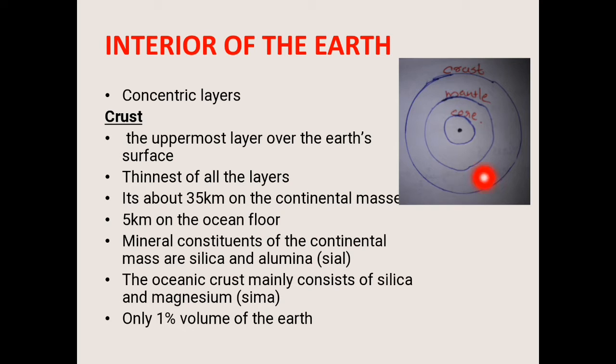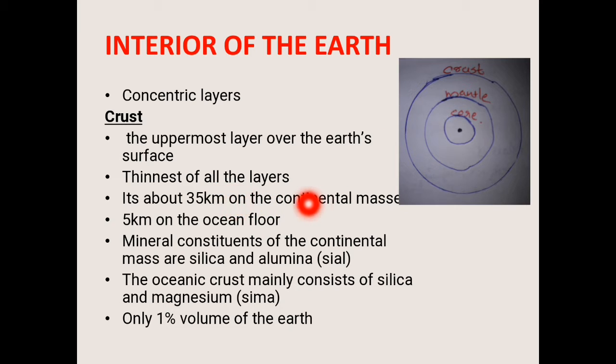The innermost layer is core and the outermost layer is crust. First we can study about crust. Crust is the uppermost layer over the earth's surface. We can see from this figure that the uppermost layer from the earth's surface is crust. Crust is the thinnest of all the layers. Of all the three layers, the thinnest layer is the crust.